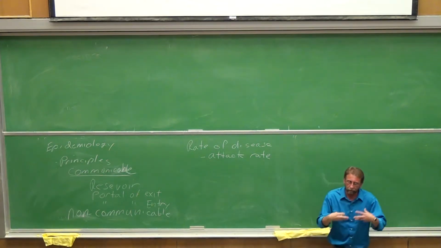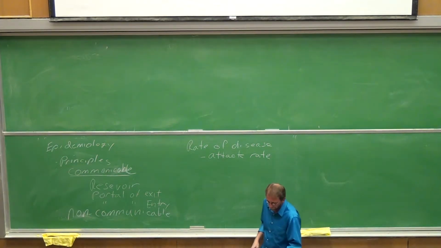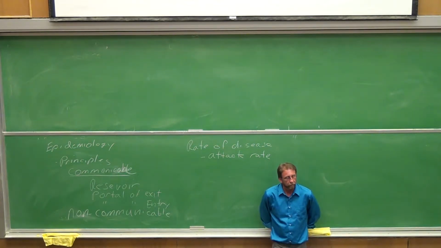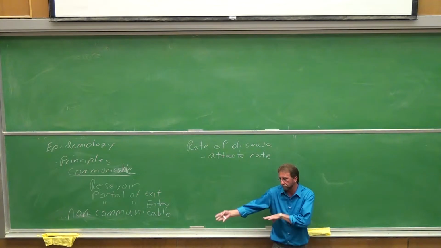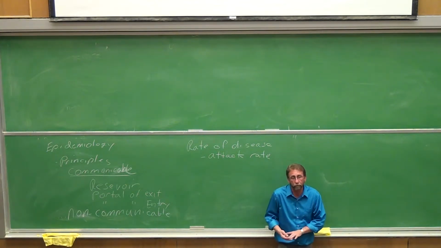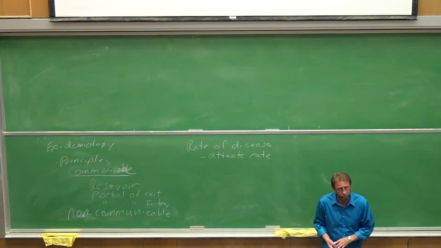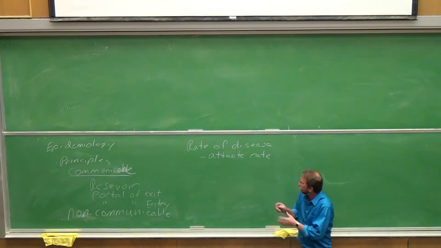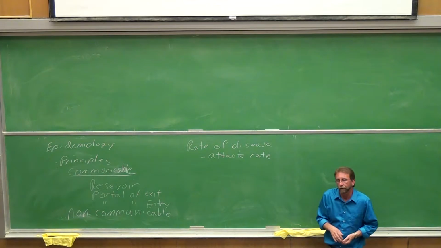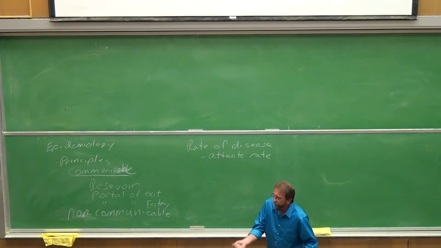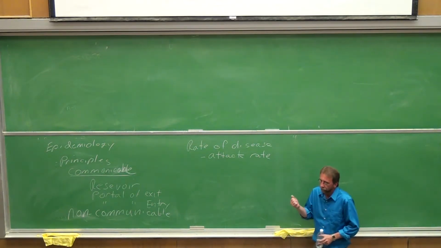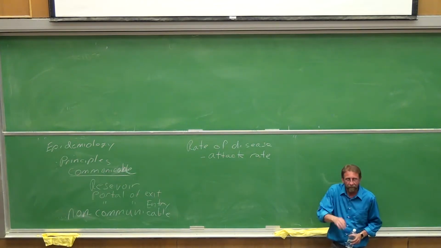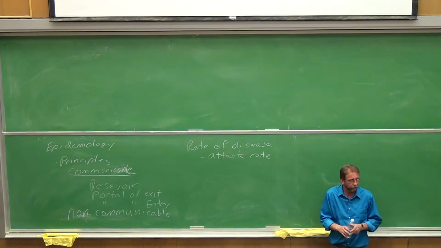But with regards to the rate of disease, we can also talk about the attack rate. The attack rate is those individuals that develop the disease compared to those that were exposed. The attack rate can reflect many factors here: the infectious dose, the community's immunity, the microbe's ability to get past your defenses.